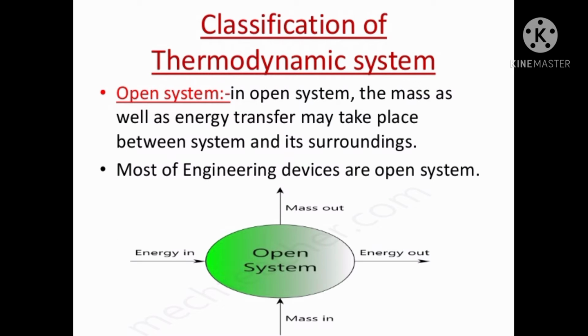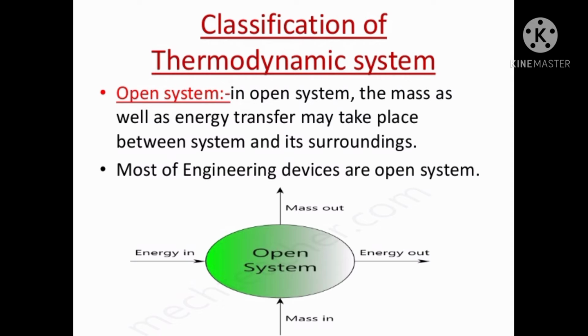Next is the classification of thermodynamic systems. There are three types of thermodynamic system: open system, closed system, and isolated system. First is the open system. In an open system, both mass and energy transfer may take place between the system and its surroundings. Most engineering devices are open systems.